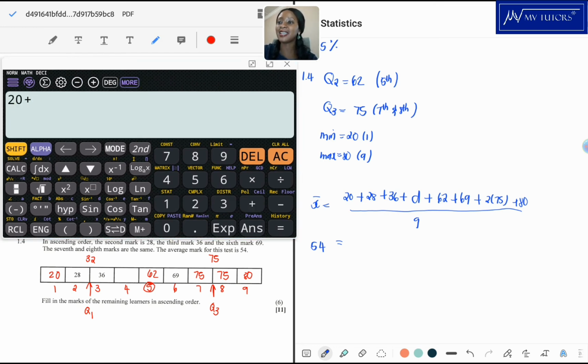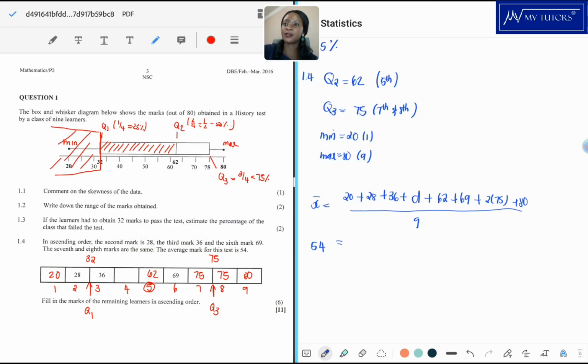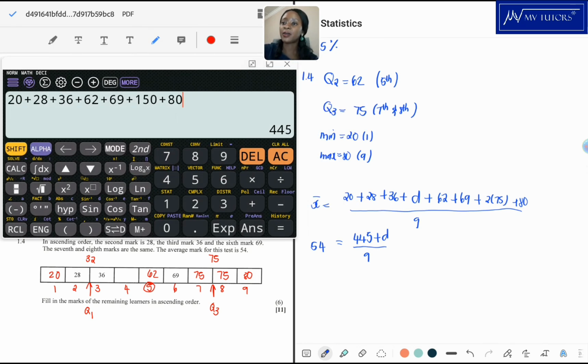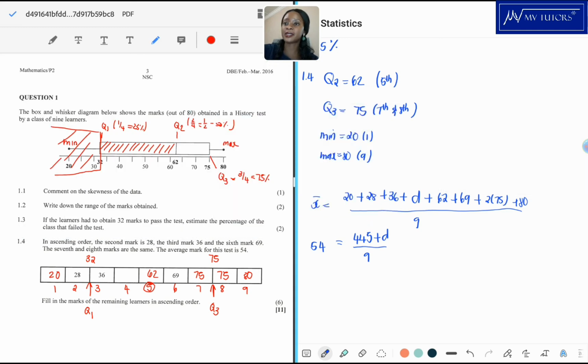So we have 20 plus 28. It's actually not that bad. 36, 62, 69. We have 2 times 75, which is 150. And then we have 80. Okay, so we have 445, right? So 445 plus D over 9. If I say 54 times 9, what am I going to get? Okay, 54 times 9, that is 486.